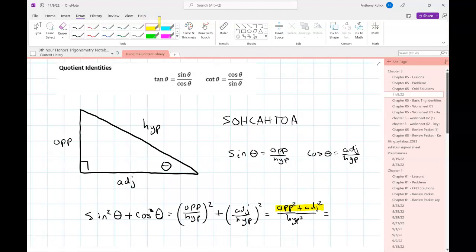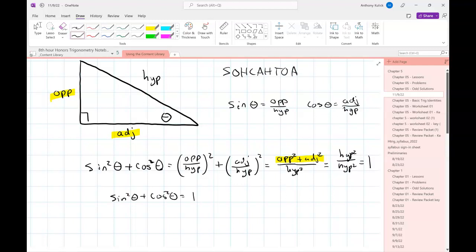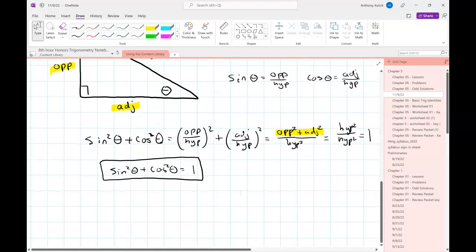Now, what does opposite squared plus adjacent squared have to equal? Hypotenuse squared. Why? It's just the Pythagorean theorem, because these are sides of a right triangle. Opposite and adjacent were the legs, so that's got to be hypotenuse squared. So what's hypotenuse squared over hypotenuse squared? 1. So what do we have here then? Sine squared theta plus cosine squared theta is equal to 1. This is one of what we call the Pythagorean identities, because the key to deriving it was using the Pythagorean theorem. Okay. What else can I get out of this?